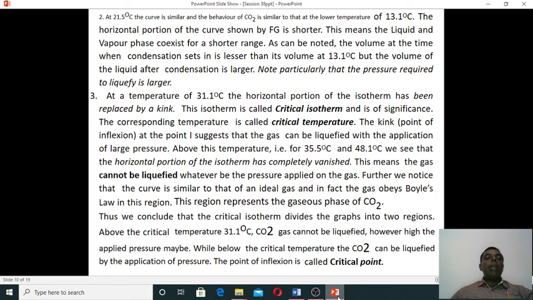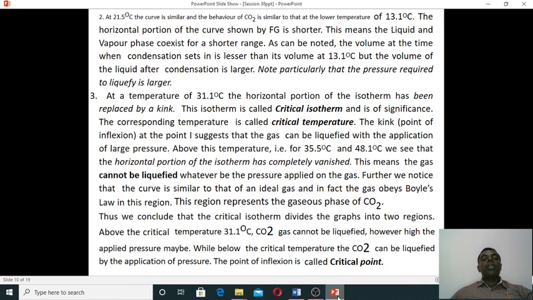At 21.5 degrees Celsius, the curve is similar and the behavior of carbon dioxide is similar to that at the lower temperature of 13.1, only the horizontal portion FG is shorter than BC. This means that liquid and vapor coexist over a shorter range. The volume of the condensed state is lesser than its volume at 13.1 degrees Celsius. Note in particular that the pressure required to liquefy is larger.